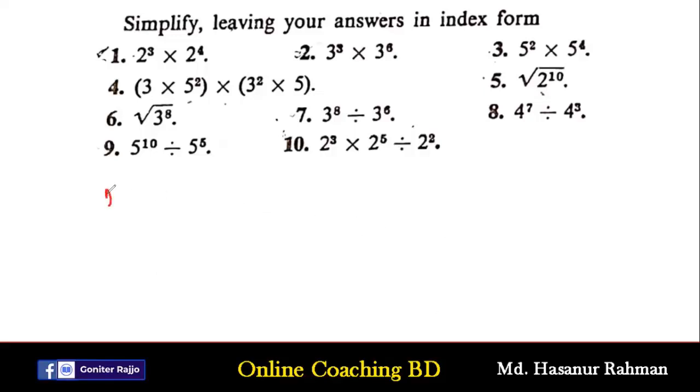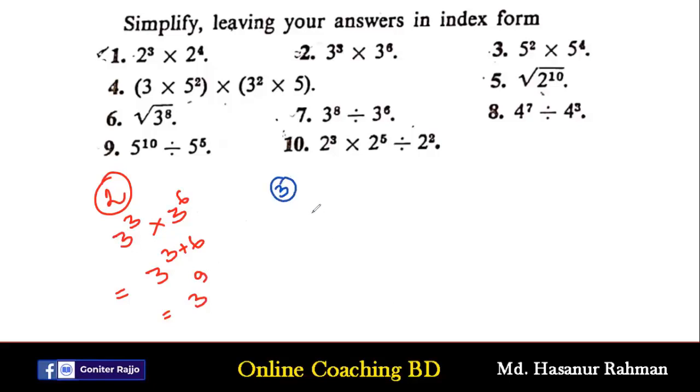Now number 2. Number 2 says 3 cube multiplied by 3 to the power 6. In a similar way, look, both bases are the same. That means we have to add the powers. So 3 to the power 3 plus 6, that is 9. Very simple.